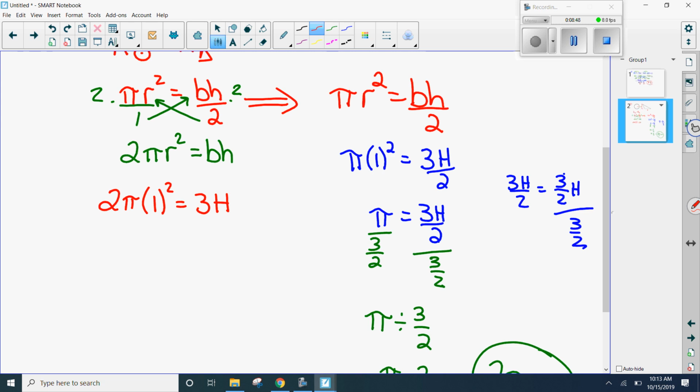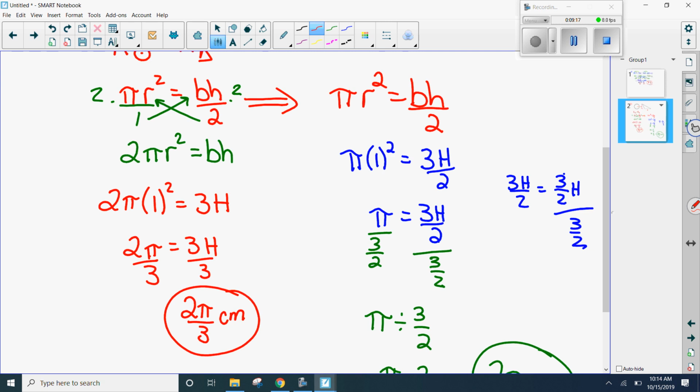I think this looks easier to solve because 1 squared is 1 times 2 is 2. You get 2 pi equals 3h. That you look at and how do you solve for h? You have to divide by that coefficient, so you divide by 3. And we got the same answer we had over there, which is 2 pi over 3 centimeters.